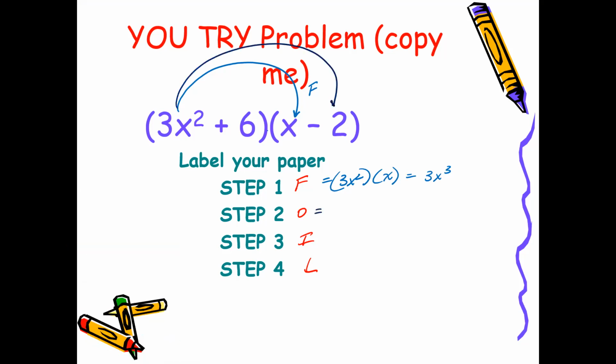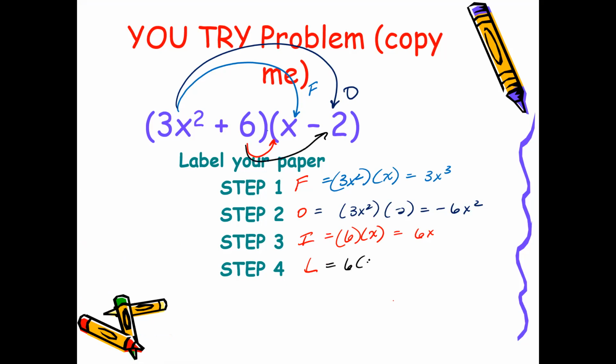Outer are the two terms on the outside, which is 3x squared and negative 2. I stands for inner, which are the terms on the inside, which is 6 and x, which is 6x. And then, of course, L stands for last, which is going to be your last term. And that's going to be 6 and negative 2, which is negative 12. So then your answer is 3x cubed minus 6x squared plus 6x minus 12. And that is your answer.